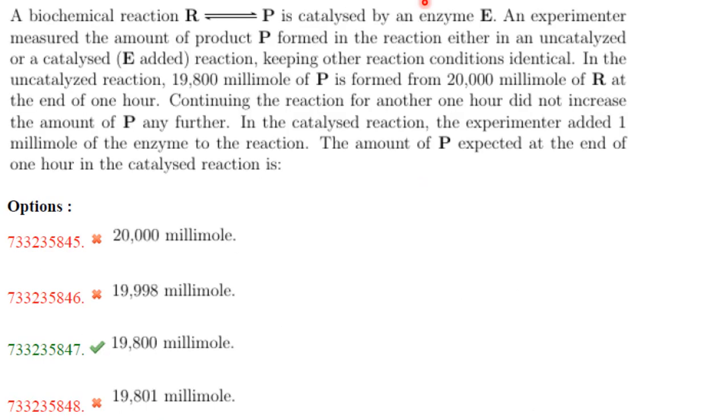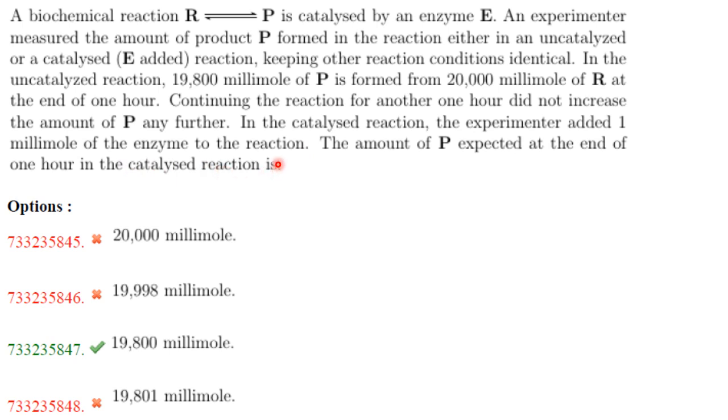Then a biochemical reaction is catalyzed by an enzyme E. An experimenter measured the amount of product P formed in the reaction either in an uncatalyzed or a catalyzed reaction, keeping other reaction condition identical. In the uncatalyzed reaction, 19,800 millimoles of P is formed from 20,000 millimoles of R at the end of 1 hour. Continuing the reaction for another 1 hour did not increase the amount of P any further. In the catalyzed reaction, the experimenter added 1 millimole of the enzyme to the reaction. The amount of P expected at the end of 1 hour in the catalyzed reaction is.